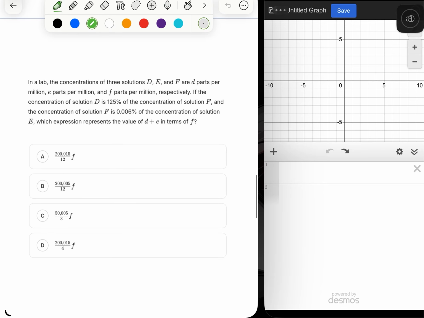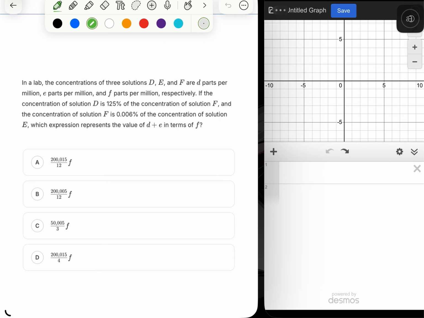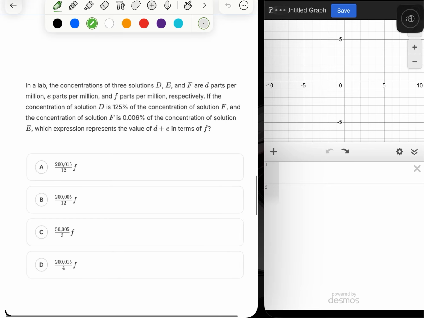Okay, so how do you approach this problem? Well, if you saw the title of this video, it's called Read and Write, right? And you do that repetitively. So what I'm trying to convey is that for these percent problems, the usual method is to take each phrase and translate it into a mathematical statement as you read the problem. So let's start. Here we have three solutions, D, E, and F.